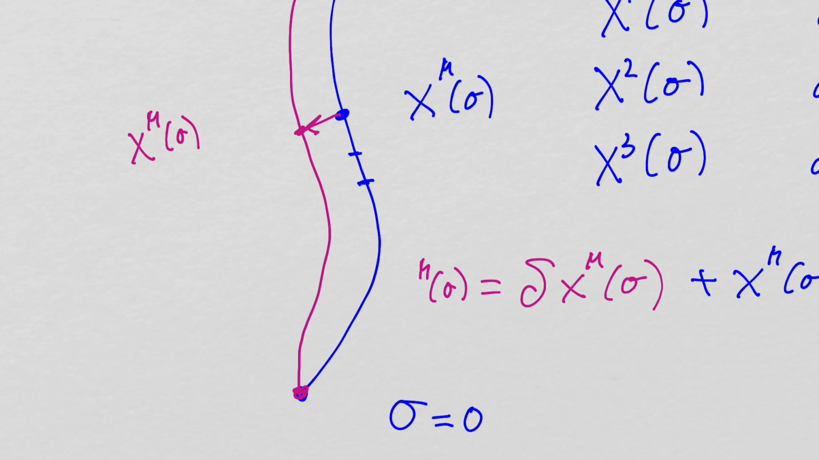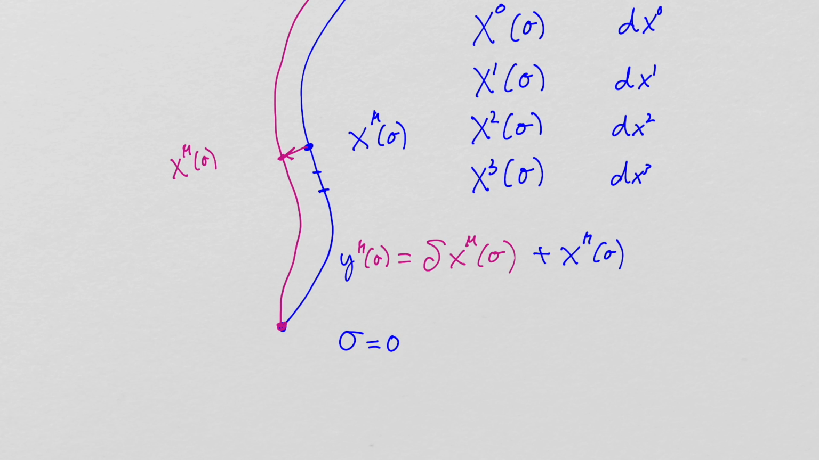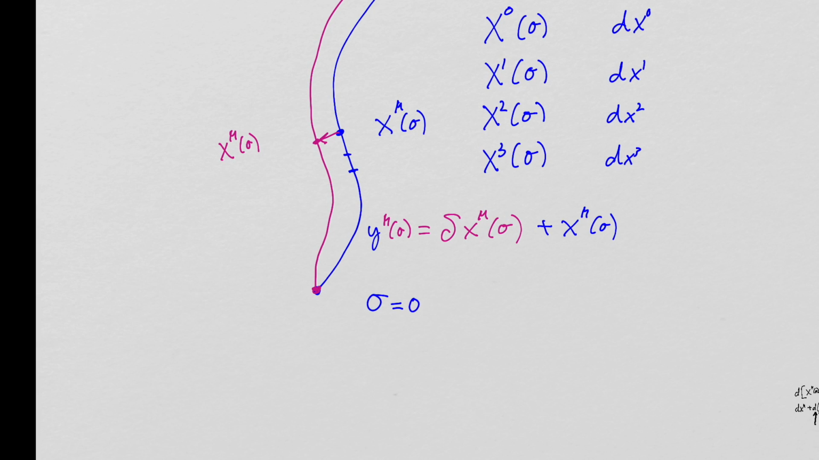So I probably should write the varied path as, say, y of mu. But the point is this is the path variation at a point sigma, and this is the true path, and this is the varied path. So now I might be interested in the differential of the varied path.